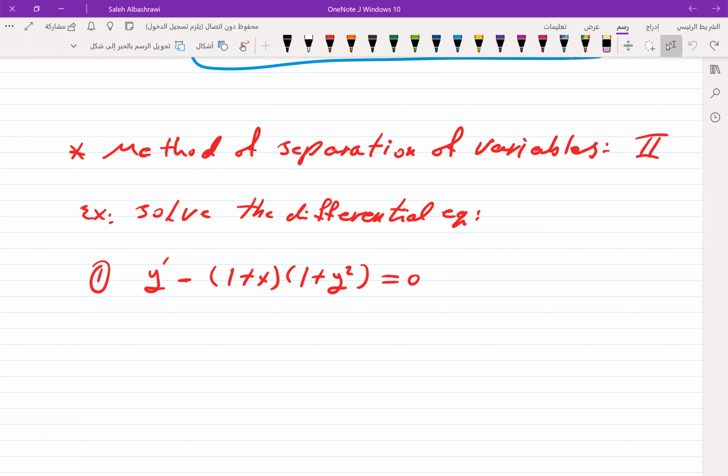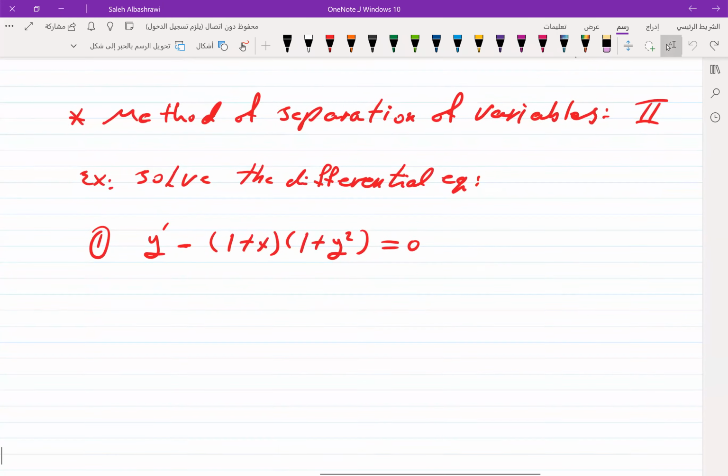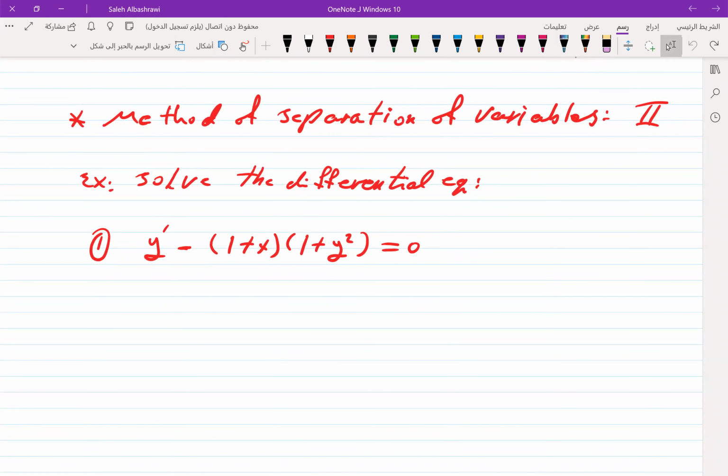We mentioned before that we have different methods to solve a first order differential equation, and separation of variables is one of them. And we gave a couple of examples in the last part. And in this part, we are going to give more examples of how to solve differential equations using separation of variables.